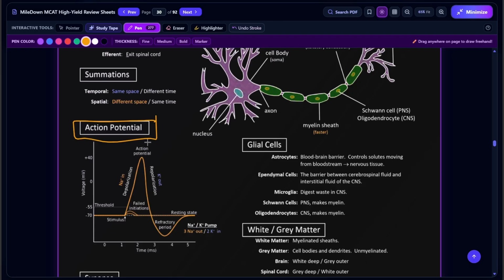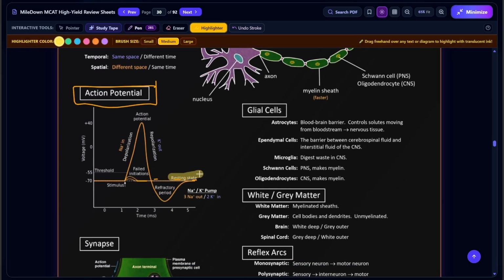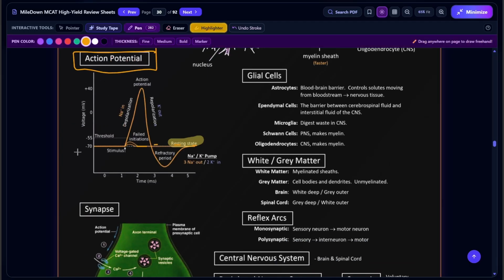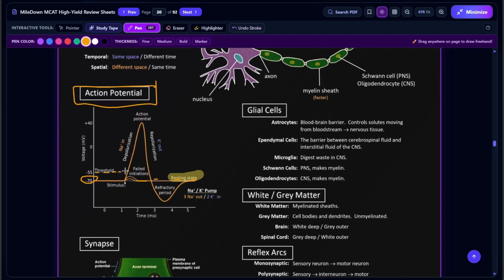Okay, so as you can see, these are the action potentials, and then here's the resting membrane at negative 70 millivolts. So here's the resting state, and it's at negative 70 millivolts. Now, once you hit this threshold activation right here, negative 55, is when the all or nothing initiation of the action potential fires, and this is what we know as depolarization.